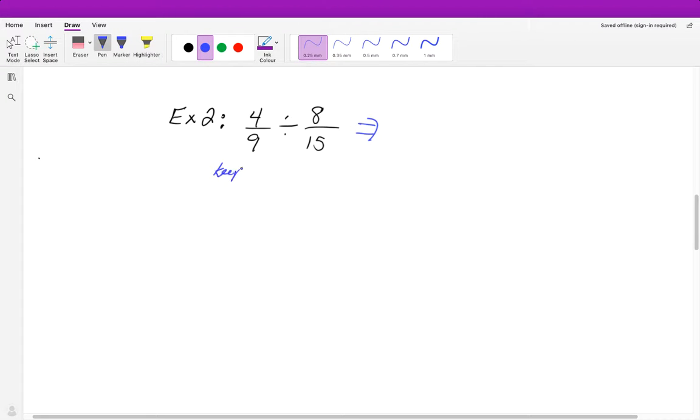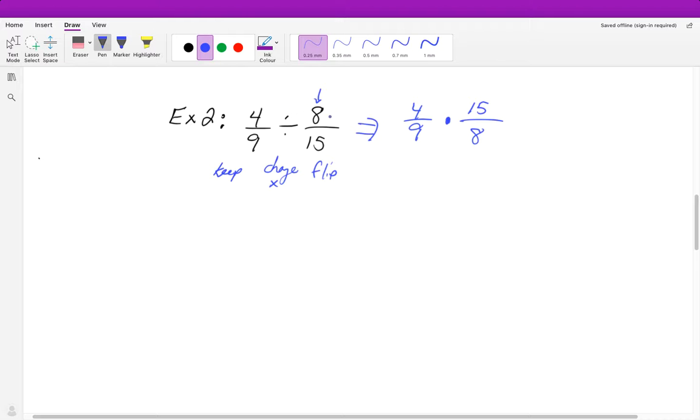Remember, we keep, change to multiplication, and then we flip, we take its reciprocal. So remember, keep, change, flip. That's the action. Everybody knows how we're dividing fractions. So we keep the first one exactly as is. We change to multiplication, and then we flip. We take the reciprocal of the second one.